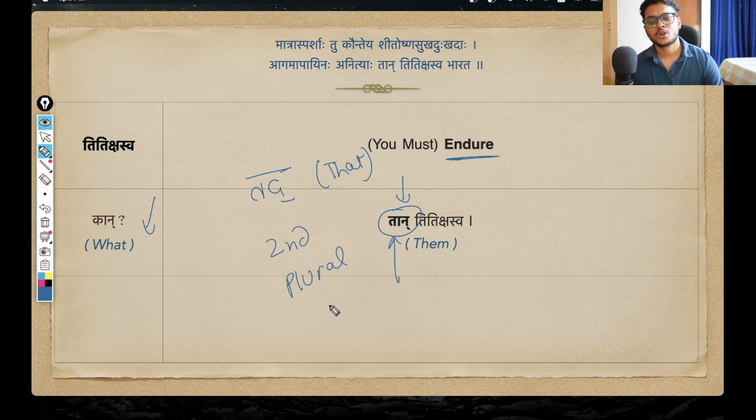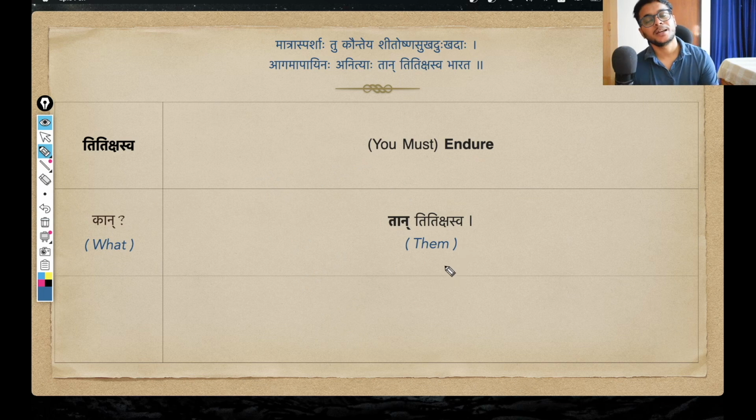Okay, bahuvachan. Because we know the second word case singular for this tat is tam, right? We have seen this. And the plural is tan. So it is just saying that you must endure them. Okay, so Arjuna tan titikshaswa, that you must endure them. And again, this is like a secondary statement that Krishna, having said this entire verse as a dialogue, in conclusion, must have said this, that okay, Arjuna, you must endure them.